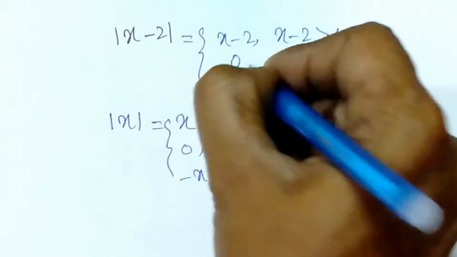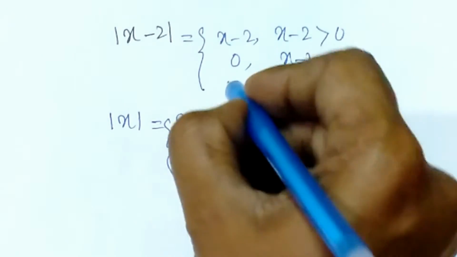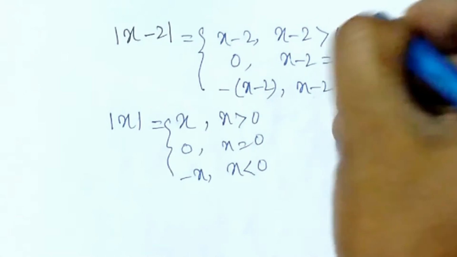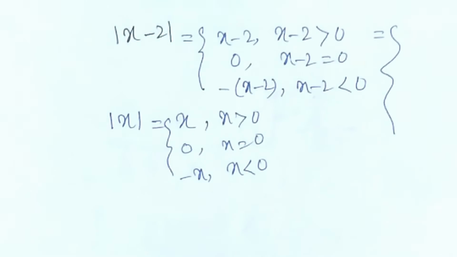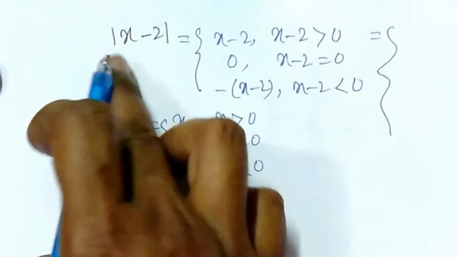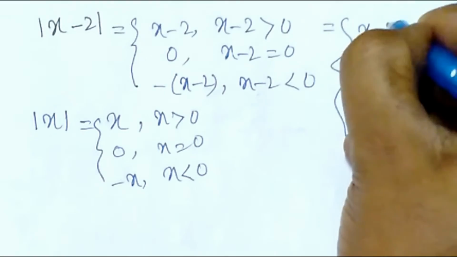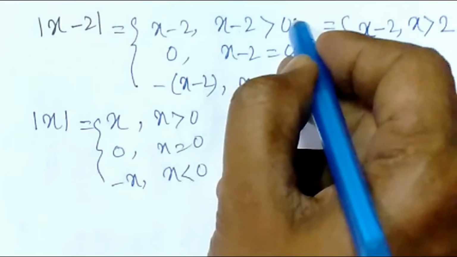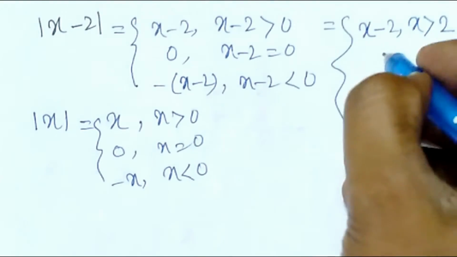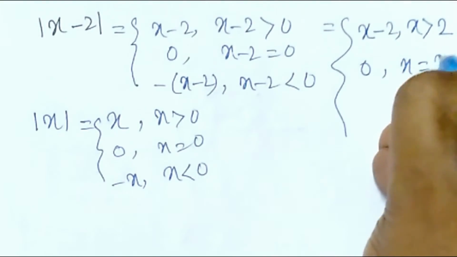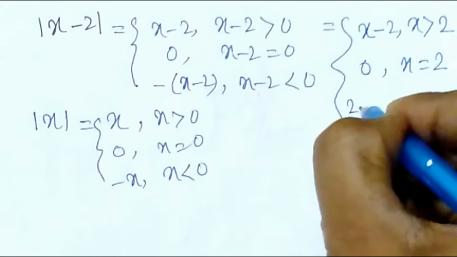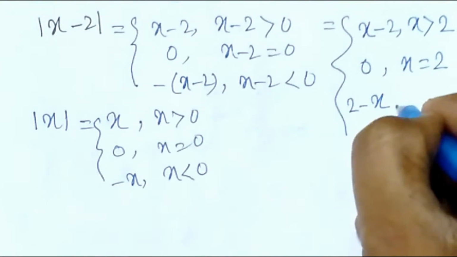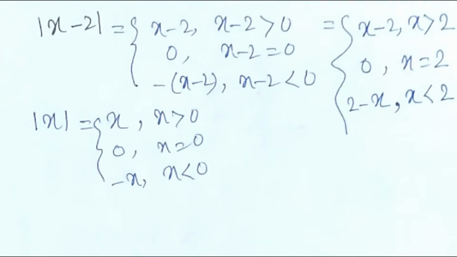So clearly this will be 0 if x minus 2 is equal to 0. This will be negative of x minus 2 if x minus 2 is negative, right? So the value of mod x minus 2 is x minus 2 when x is greater than 2, if we take minus 2 to the right hand side of the inequality. This is 0 if x is equal to 2. This is 2 minus x, multiplying the minus sign with x minus 2, if x is less than 2.